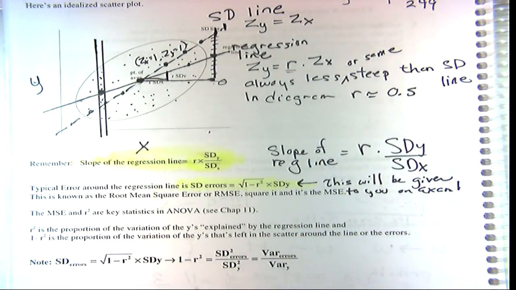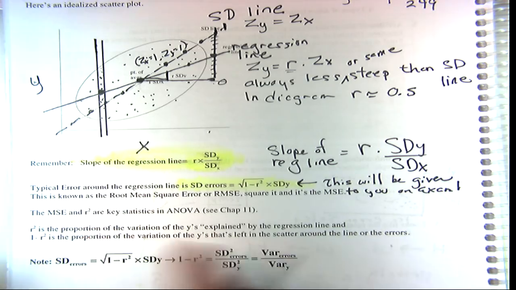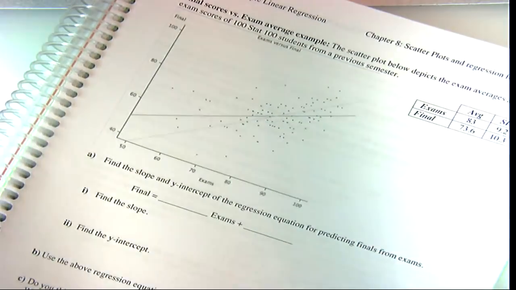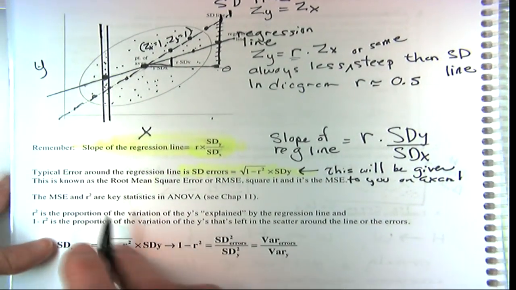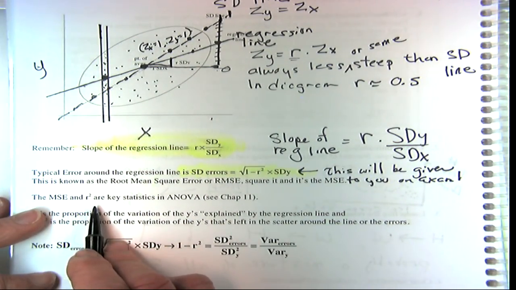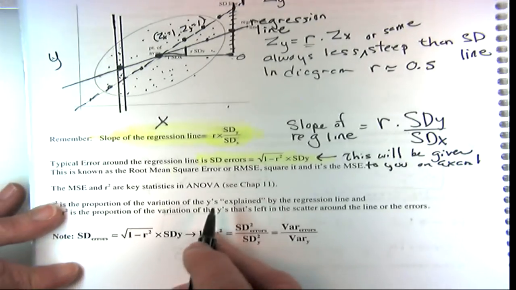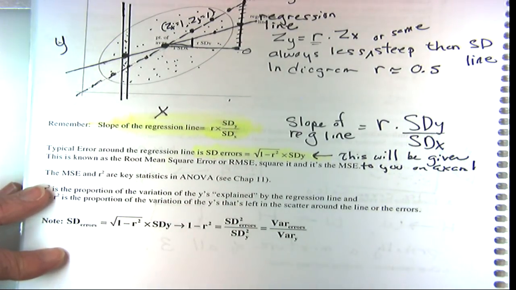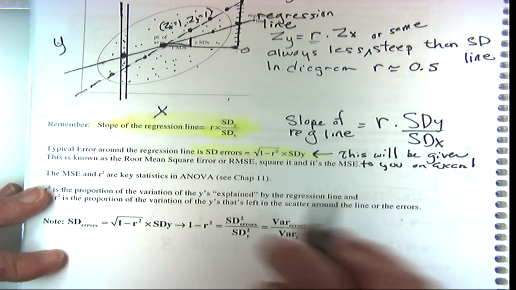Okay, so these are really key statistics. Let me just see how far we have to go. Okay, we can still finish. So this mean square error and r squared are very key statistics in analysis of variance, which is what we're going to do at the end of this part 3.